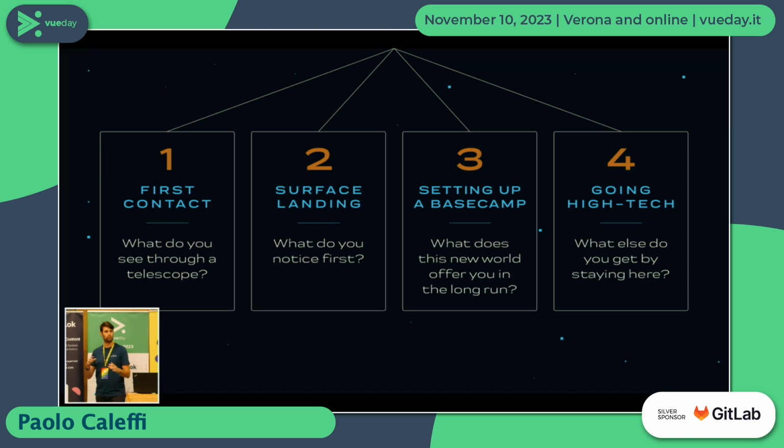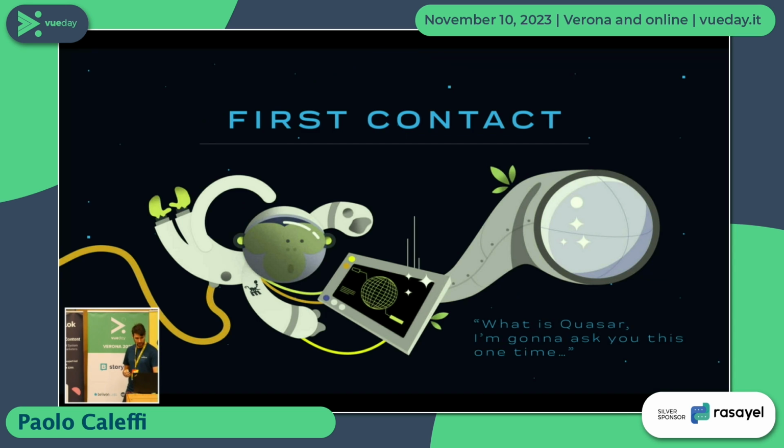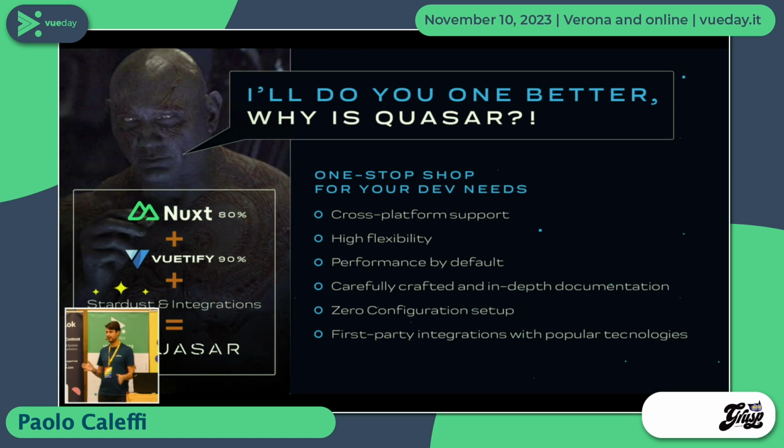So we'll do a review of what we can see with Quasar. We'll take our spaceship and see first what we can see from afar, like if we look through a telescope, and then we'll land on this new world. We'll try to see what it has to offer if you stay there in the long run, and then which kind of integration it can provide us if we need more firepower. So let's make first contact. What is Quasar? I'll ask you one better. Why is Quasar?